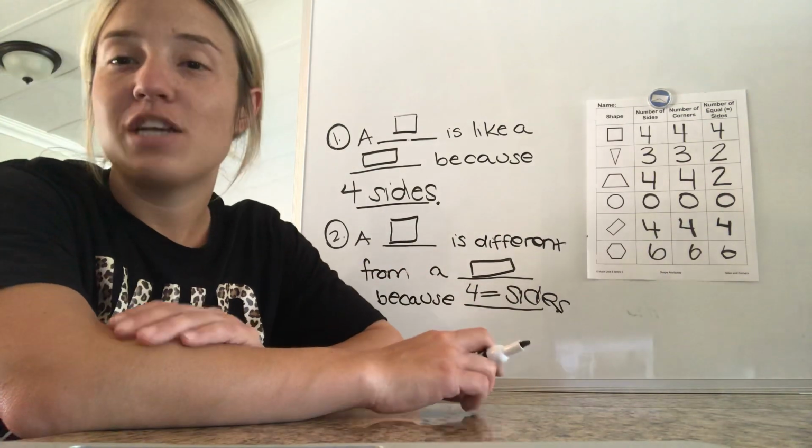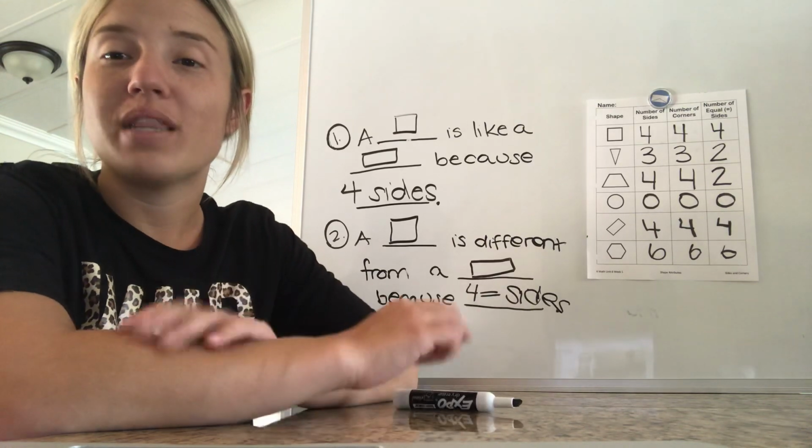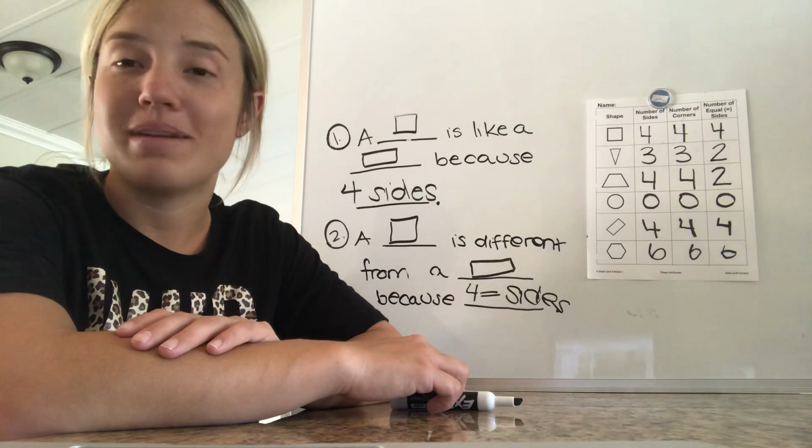I attached a sorting mat and a bunch of shapes that you can sort and cut out. I want you to sort them based on their similarities and sort them into different groups.